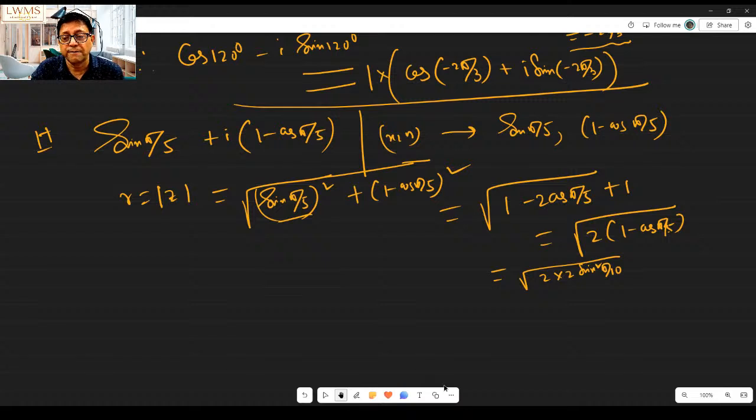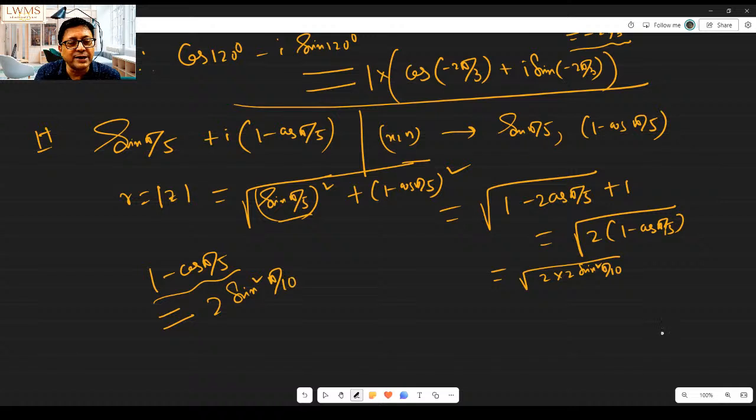You forgot? You don't remember? 1 minus cos theta. Theta is like pi by 5, no? What's the formula for it? So 1 minus cos pi by 5 is 2 sine square pi by 10.